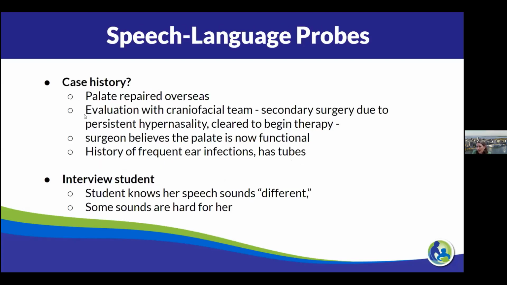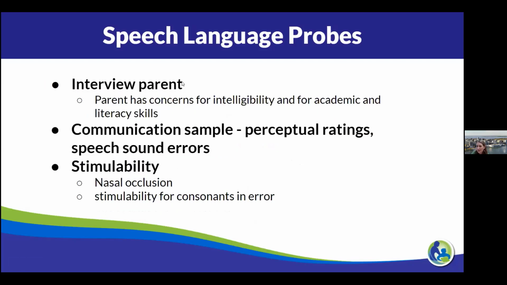So we know from medical history that the palate was repaired. She's had a secondary surgery. The surgeon believes that her palate is now functional. Also, she has had frequent ear infections and has tubes. You interview the student. You see that she knows that her speech sounds are different and some sounds are hard for her. So we've got child aware, parents are aware. Parent has concerns for intelligibility as well as for academic and literacy skills. She's in kindergarten, so really pre-literacy kinds of things. But parents are worried that she is not going to be keeping up.